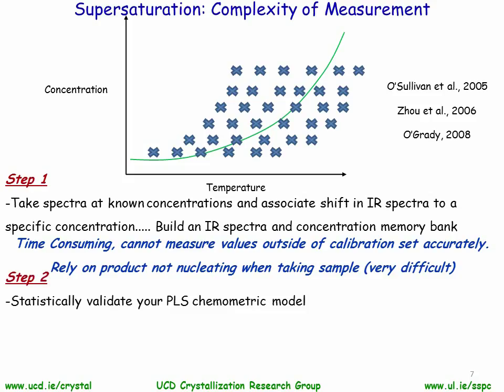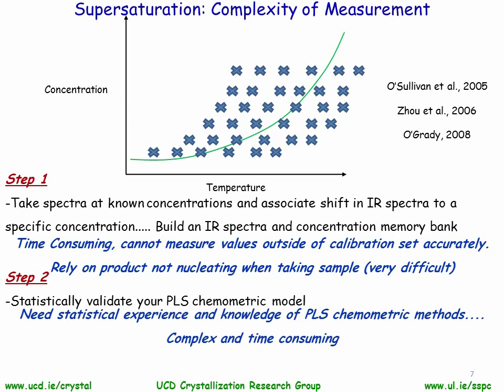Step two will be to statistically validate your PLS chemometric model. This can be fairly intricate, and there can be numerous statistical challenges involved with the PLS method. Recently there's been the development of some noise filters to take out spectral noise. So obviously the combination or extension of these PLS models can become fairly complicated. So we say you need statistical experience and knowledge of chemometric methods to do this, and if you're unaware of these techniques, this can be pretty complex and pretty time consuming.